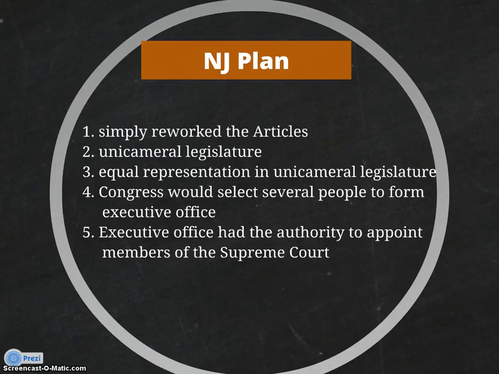Congress would select several people to form an executive office, so that would not look like what we have right now. There would be basically an executive office by committee. And then the executive office had the authority to appoint members of the Supreme Court.